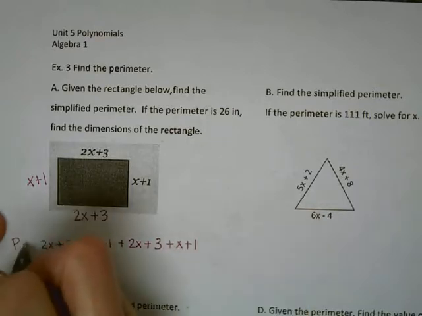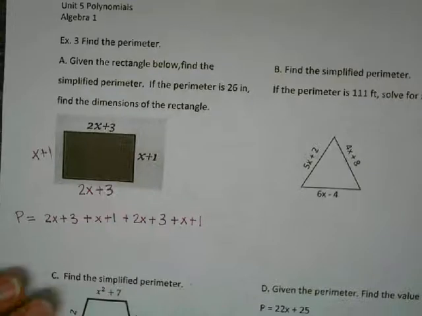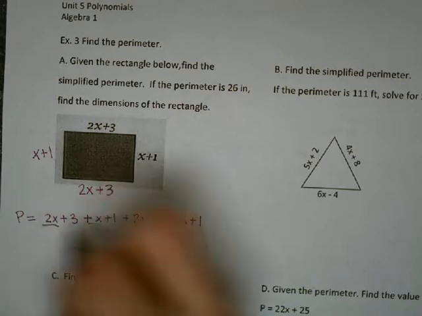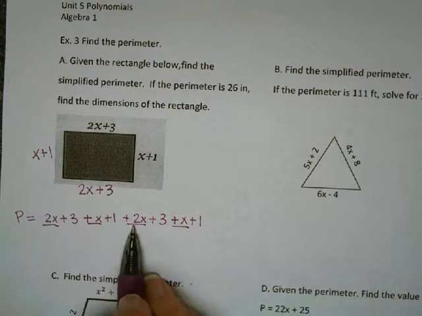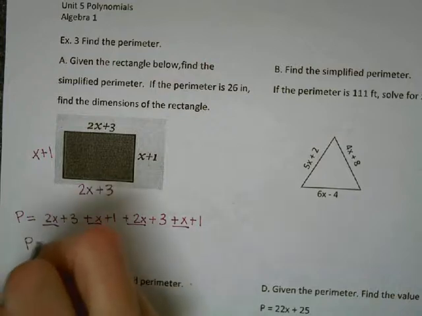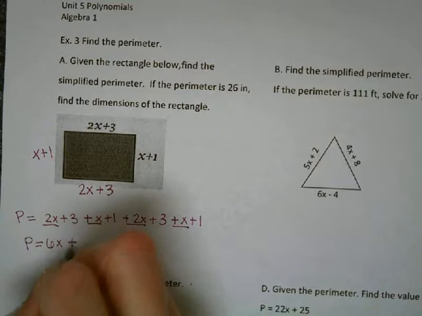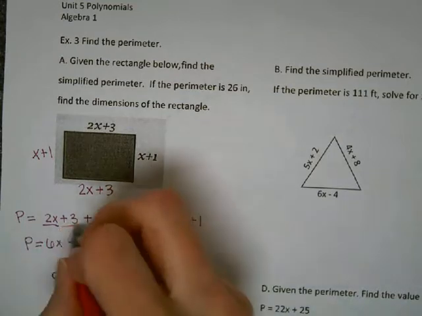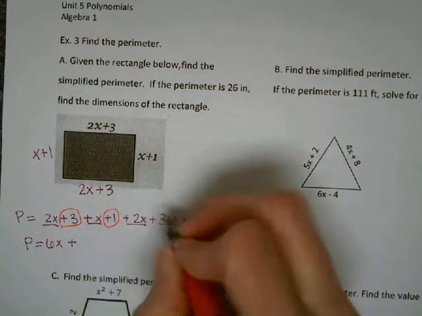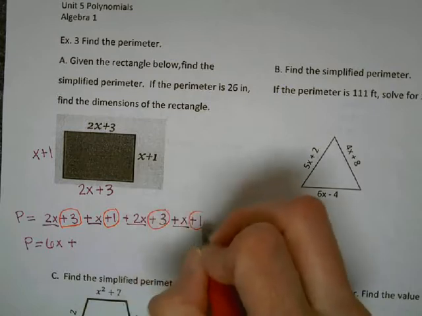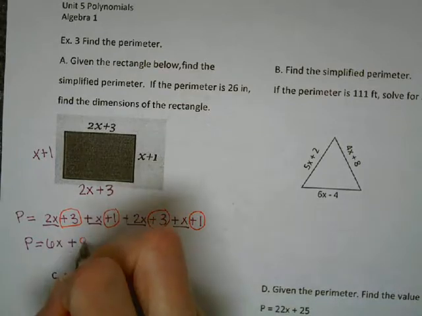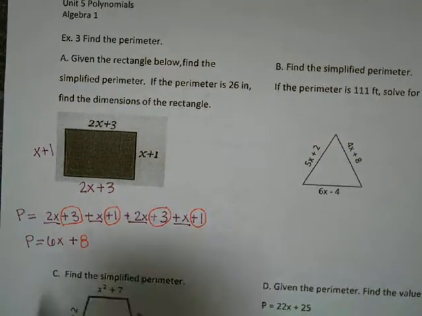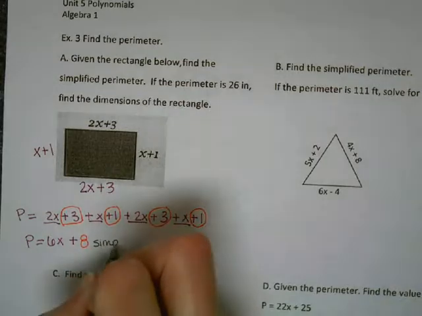You add up all your x's, and you can do that in the picture by looking or counting up your x's. I'll just underline them: 2x plus 1x plus 2x plus 1x. So 2, 3, 4, 5, 6. The perimeter would be 6x plus. Now let's do our other numbers. We have 3, 1, 3, and 1. So 3, 4, 5, 6, 7, 8. We have plus 8. That's called the simplified perimeter, because we have added our like terms.